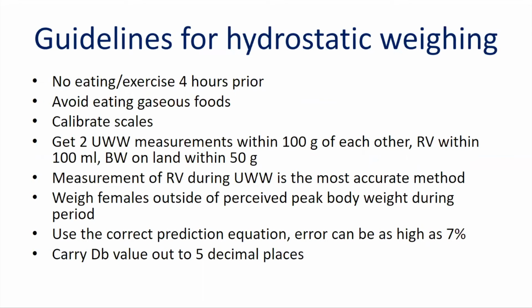Weigh females outside the perceived peak body weight during their menstrual cycle, and carry the body density value out to 5 decimal places. Do not round any number.